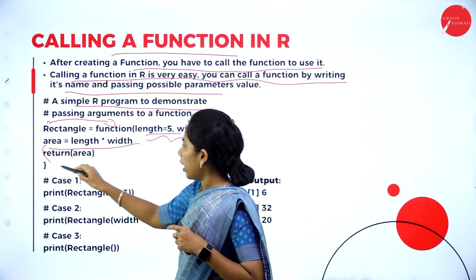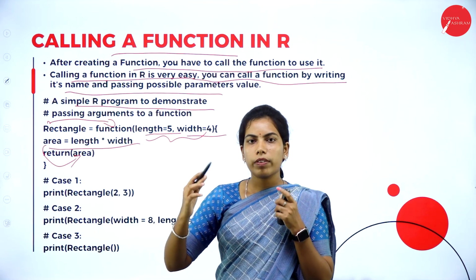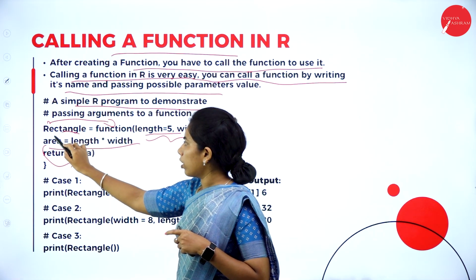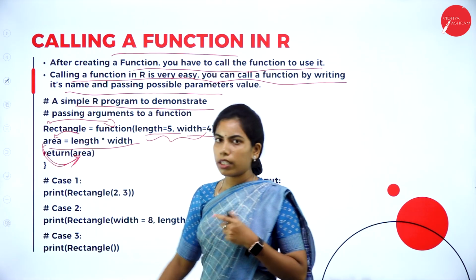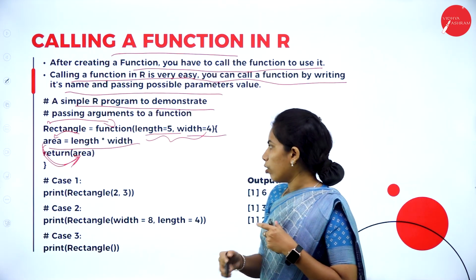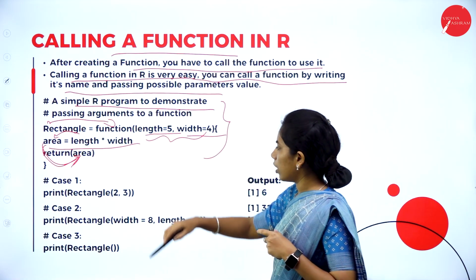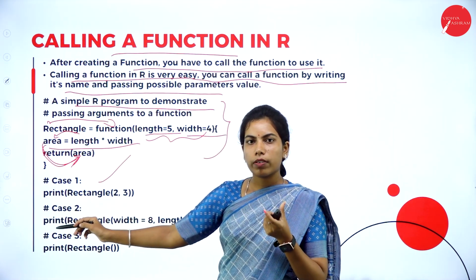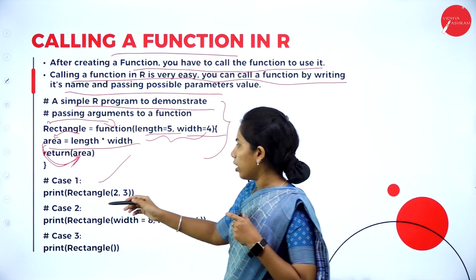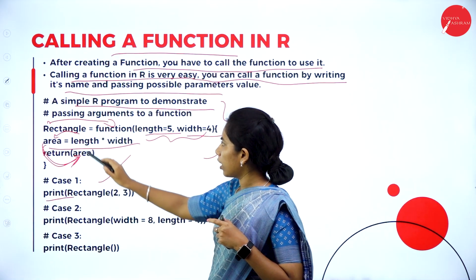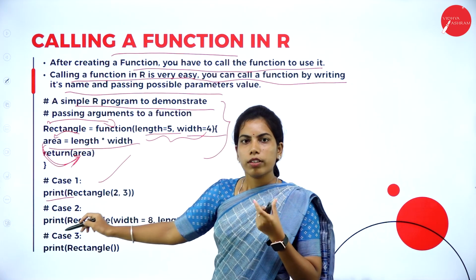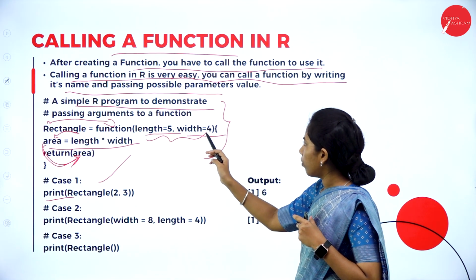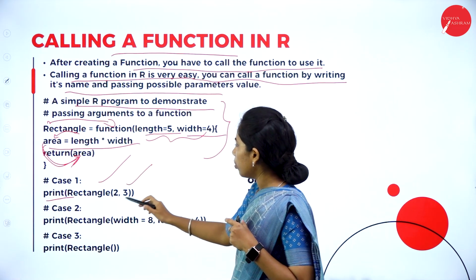So when you return the area, whatever the data after processing, it will be returned by the area. Area stores the actual value. When I call that area using the return function, it will be displayed. For that, we have to call the function name. In the first case, I call the print statement because I have to print whatever the result is after processing the output, right? So call the print statement, call the rectangle. Why? Because rectangle is my function name. And the function contains length is equal to 5, width is equal to 4. So here also I pass 2 and 3.